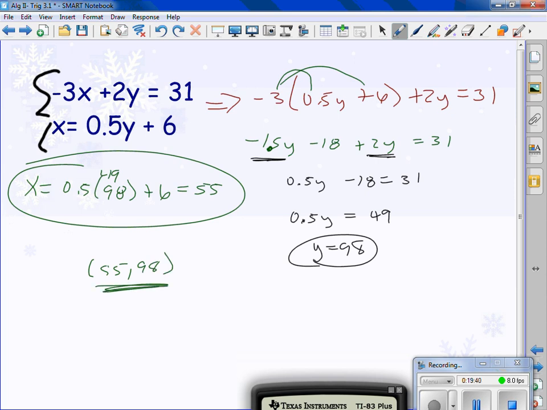This is the work I'd like to see. You need to make sure you're being neat when you solve these problems. It's very easy to mess up. Don't try to shove all this work into one line on your piece of paper. Questions?